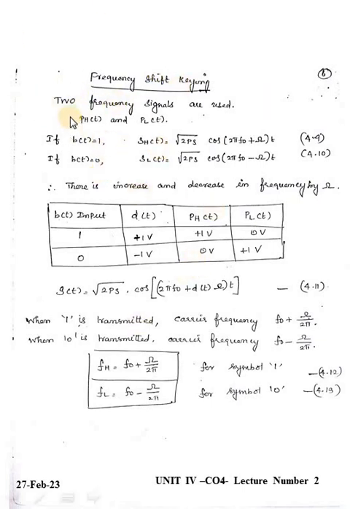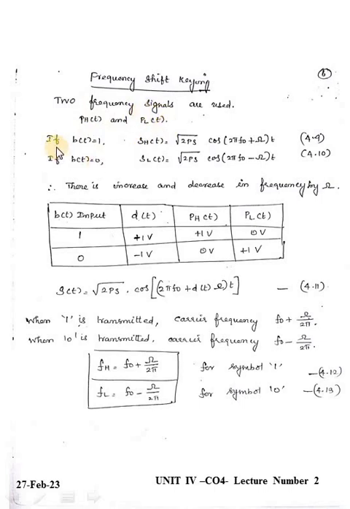Then what are the two frequencies? Two frequency signals are used. One represents the high frequency signal and the other represents the low frequency signal. Here we are considering only two bits: 1 for the high frequency signal and 0 for the low frequency signal. The high frequency signal is represented as PH of t and the low frequency signal as PL of t. PH of t represents the binary bit 1 and PL of t represents binary bit 0.